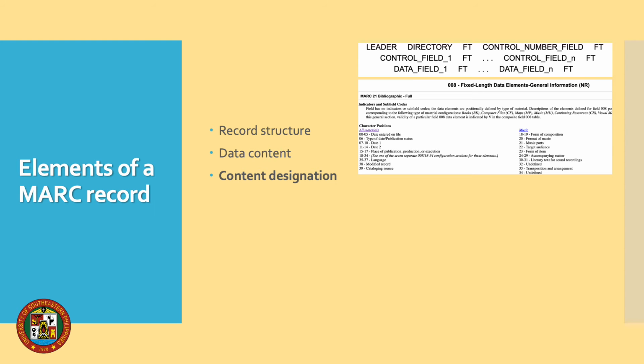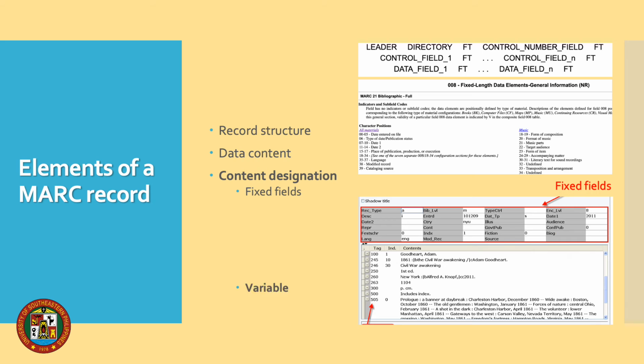Content designation refers to the codes and conventions established explicitly to identify and further characterize the data elements within the record and to support the manipulation of the data. There are 2 sub-elements: fixed fields and variable fields. We will put our focus on the variable fields since this is where librarians are heavily involved.